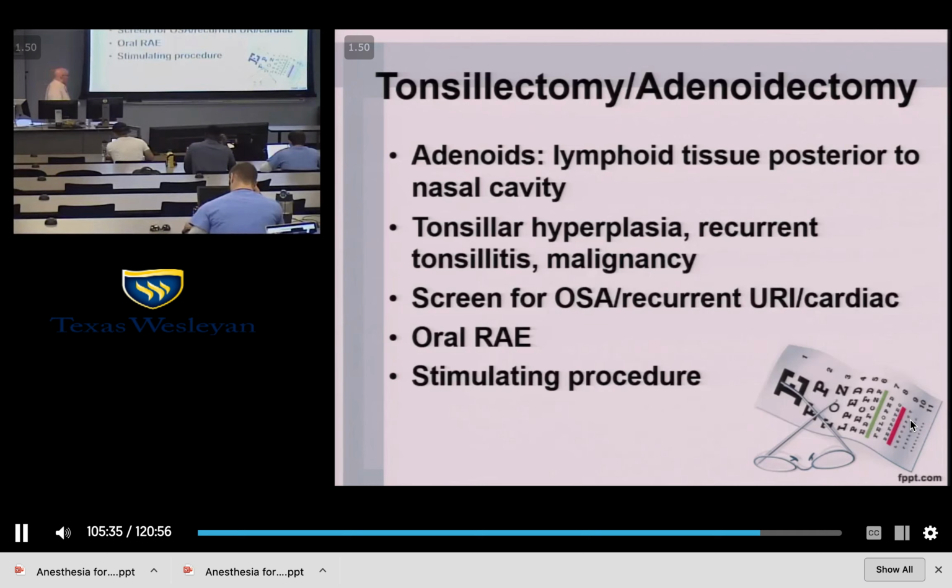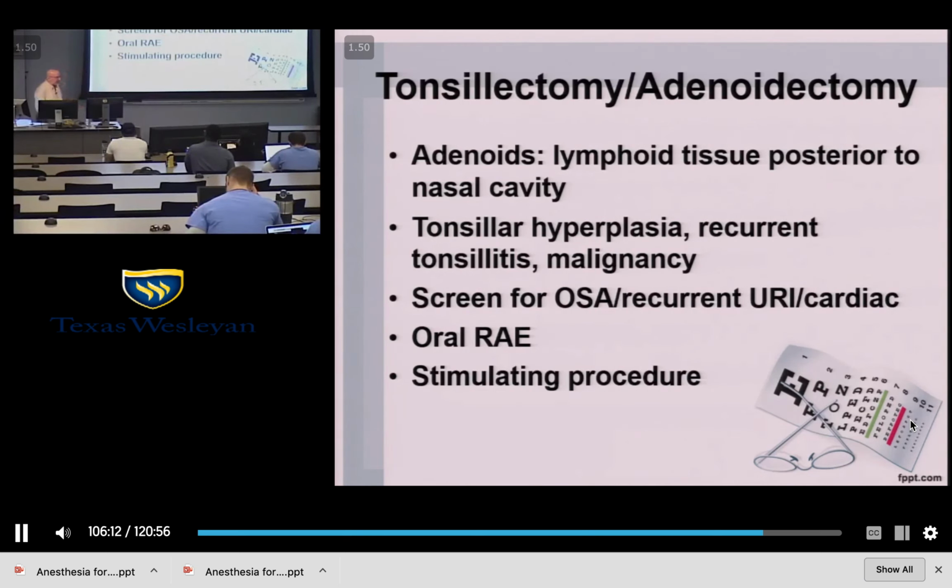We do a lot of pediatric anesthesia, including lots of T&As, tonsils and adenoids, and you'll do plenty of these as well, I'm sure. The adenoids are the lymphoid tissue posterior to the nasal cavity, and when you intubate your kiddo nasally for, say, dental rehab, and they haven't had their tonsils and adenoids removed, you're going to poke right through the adenoids and cause a lot of bleeding. The tonsils are often removed for tonsillar hyperplasia, recurrent tonsillitis, and potentially for malignancy.